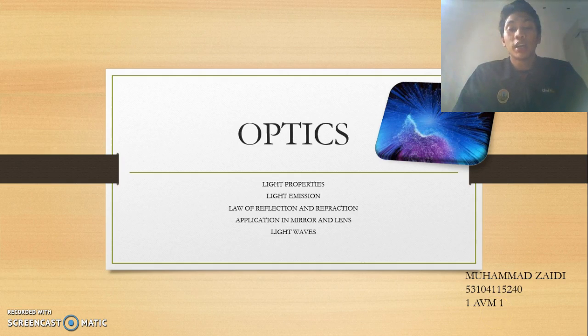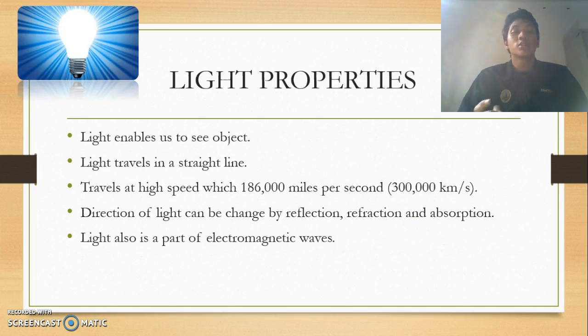Let's move to light or optics. Okay, light enables us to see objects. Light travels in a straight line. Light moves at high speed, 186,000 miles per second, and the direction of light can be changed by reflection and absorption. Light is also part of the electromagnetic wave.